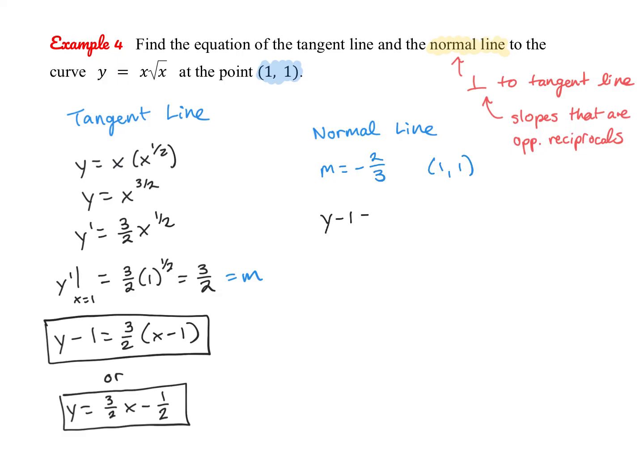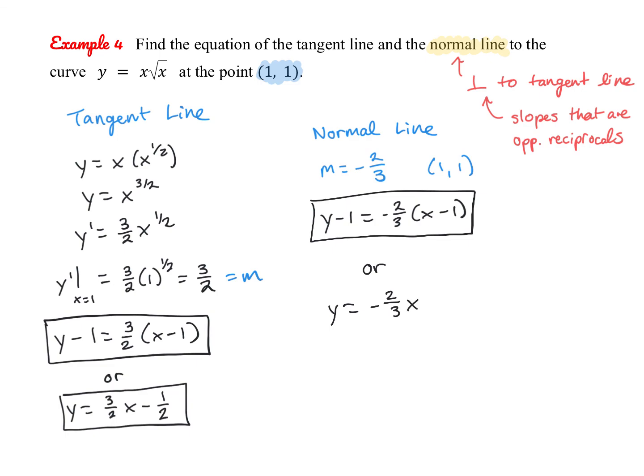So y minus y1 equals m times x minus x1. And again, you can leave your answer like this, or you can rewrite your equation in that slope-intercept form. Both are correct.